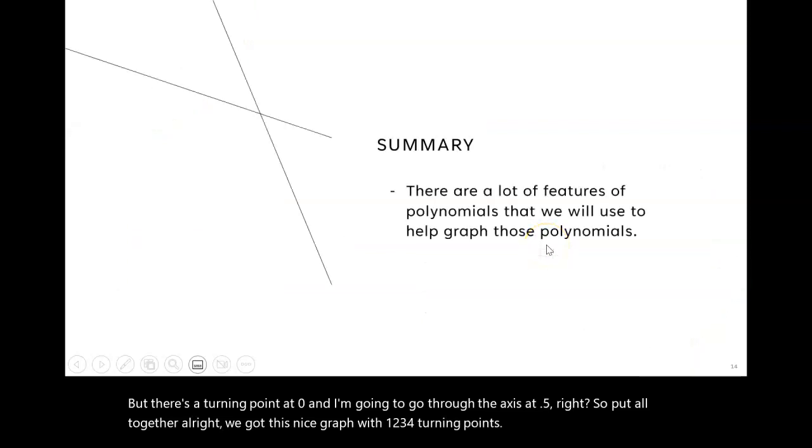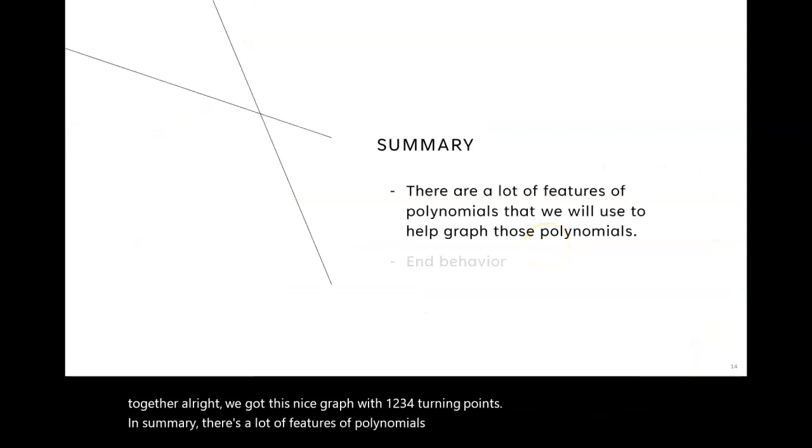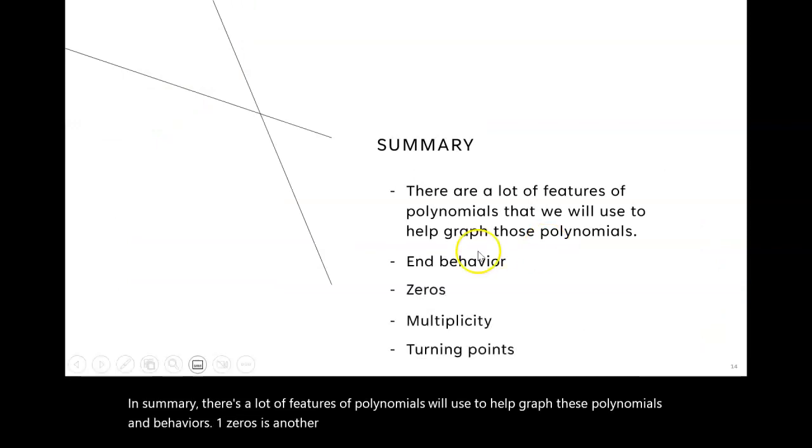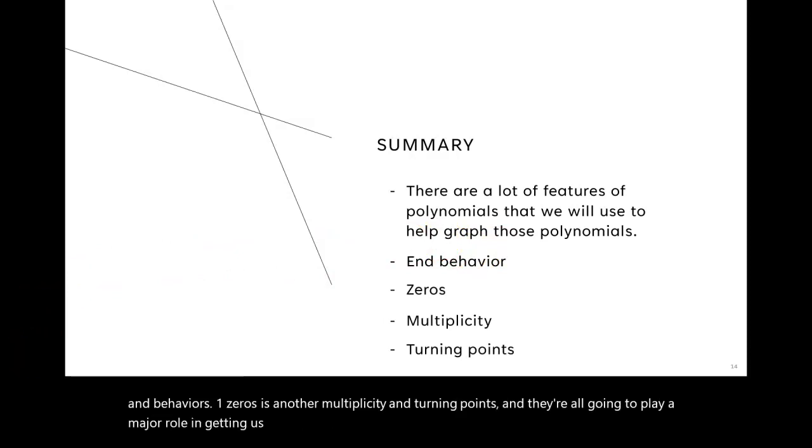All right, in summary, there's a lot of features of polynomials we'll use to help graph these polynomials. End behavior is one, zeros is another, multiplicity and turning points, and they're all going to play a major role in getting us a picture of what our polynomial looks like.